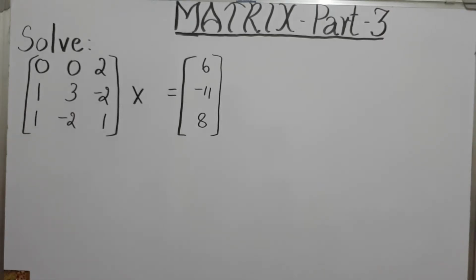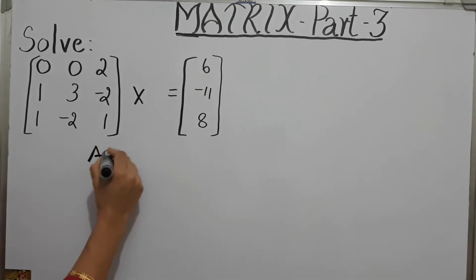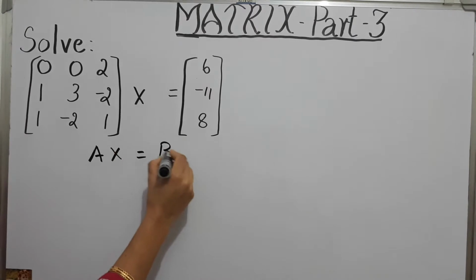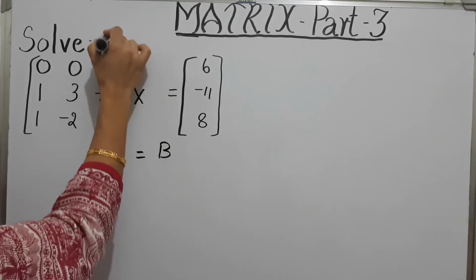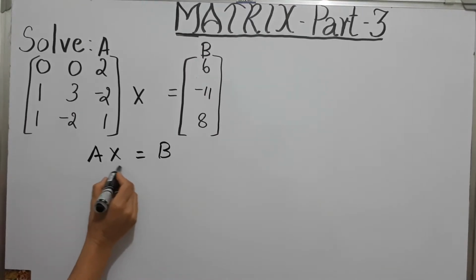This is part 3 matrix, which is a continuation of part 2 matrix. In this video, we are going to see how to solve matrix equation and also normal system of equations to find x, y and z. So for solving matrix equation, this is actually in the form AX equals B. So this is matrix A and this is matrix B. Now you have to find the value of x.